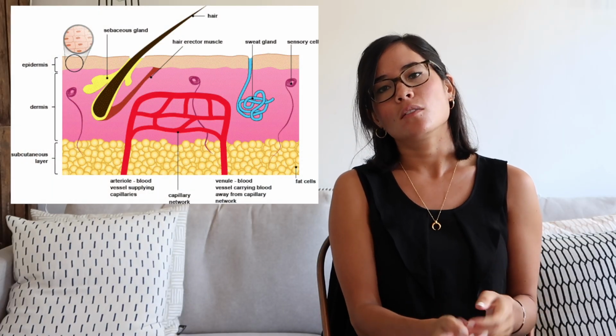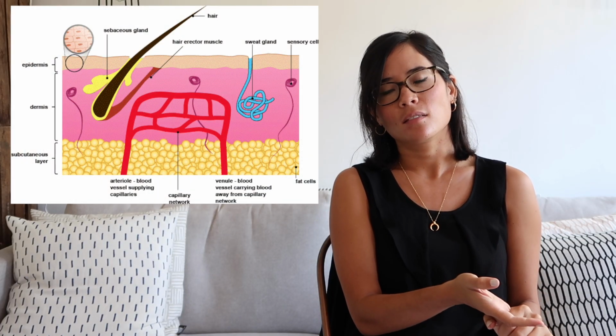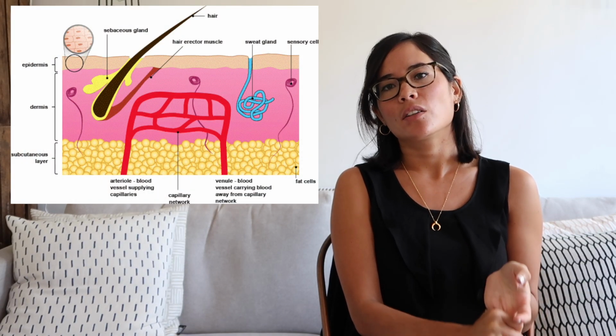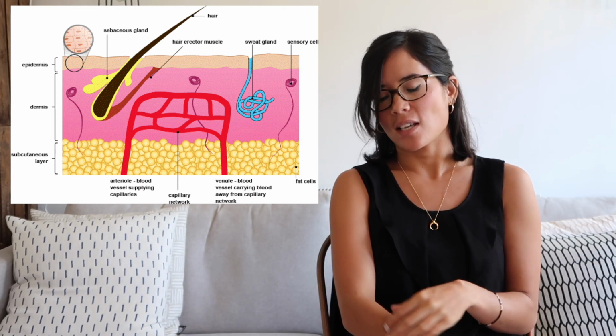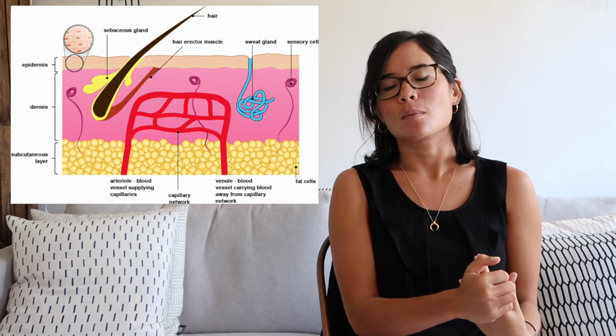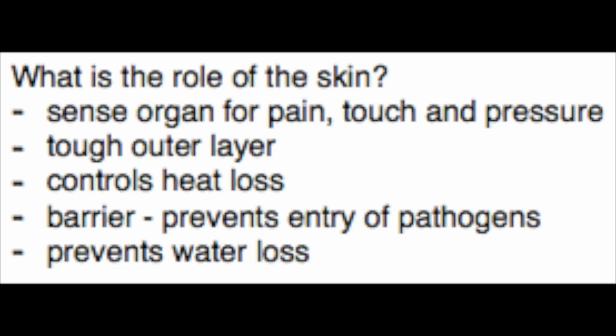It's a sense organ for pressure, touch and pain. And lastly, it controls our heat loss. How? By either sweating or the hairs standing up in order to trap some insulating air close to our bodies.